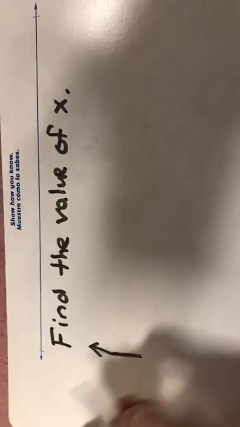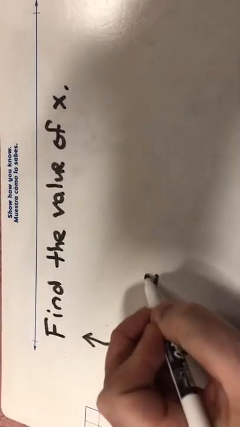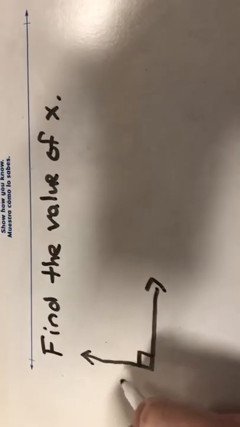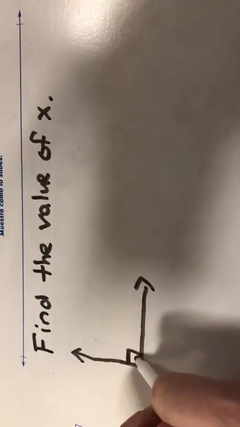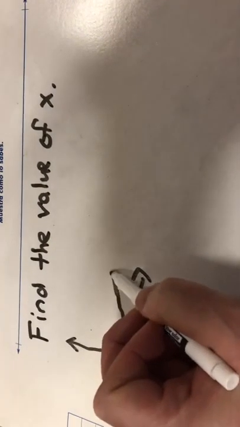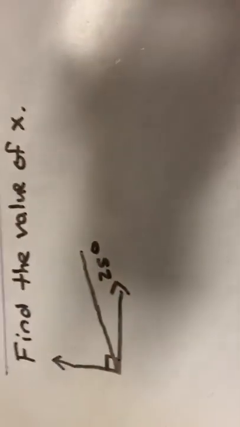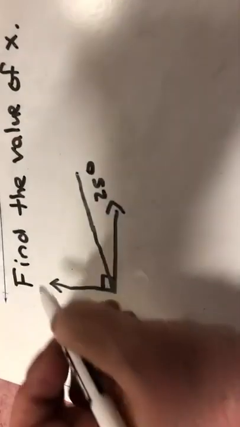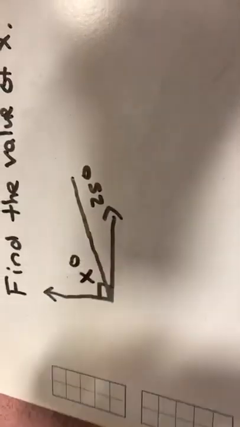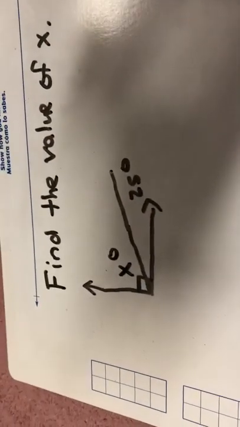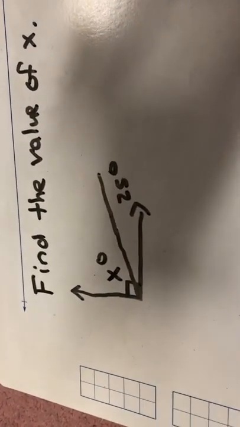Here we have an angle. There we have our little box. We should remember what that means. I always love it when I get to show off my artwork for you guys. So we're going to have an angle here that is 25 degrees, and this is going to say x degrees. That's going to be the unknown. That's not what we know. That's what we don't know.